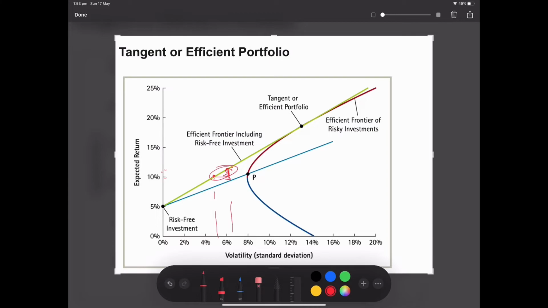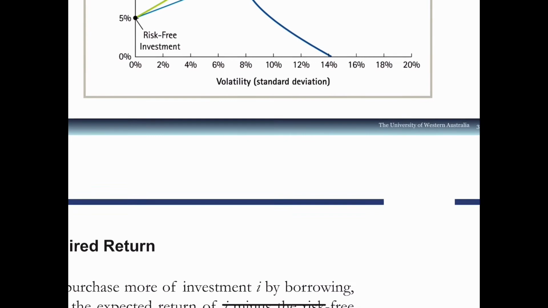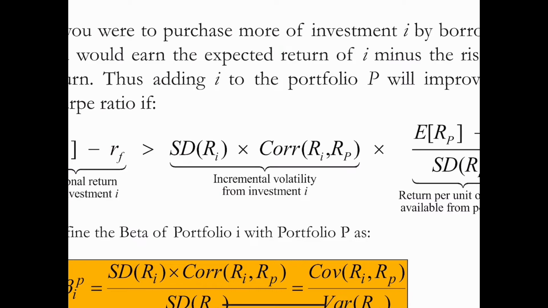So that ratio, ERP minus Rf over sigma I RP, measures your risk-return relationship. Remember, this slope is the same everywhere, because this is a line. So there's a trade-off: for every unit of risk increase, you expect some increase in your return. And here is the incremental volatility from investment I.